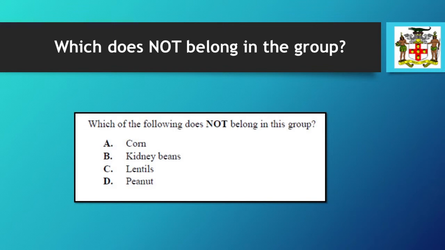Kidney beans, lentils, and peanut, we know, can be classified as under the grouping of peas or beans and legumes, right? Good. What about corn? Can corn be placed in that group? Okay. Then therefore it means that corn does not belong to that group. Okay, that was easy, right?